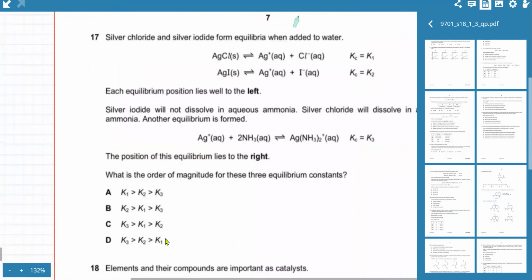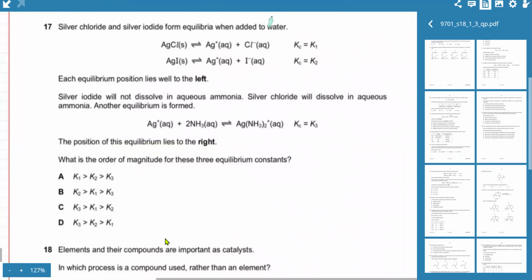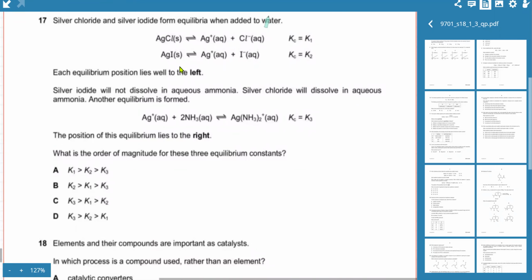Now next one. Silver chloride and iodide form equilibrium when added to water. So this is AgCl in equilibrium with its ions and AgI in equilibrium with its ions. Each equilibrium position lies well to the left. Well to the left means that there are more chances of the solid precipitate forming. So they both tend to form solid precipitates. And that is exactly what happens. If you add silver nitrate, you get a precipitate.